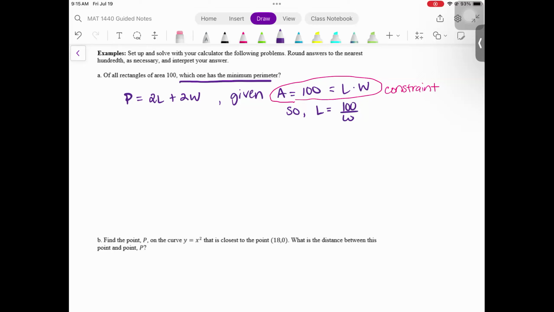And I'm going to plug that back into my perimeter formula. So perimeter is equal to 2 times L. But instead of L, I'm going to write this as 100 over W, plus 2W. I'm going to go ahead and simplify this. This is 200 divided by W plus 2W. And this gives us the equation for our perimeter with this constraint that the area has to be 100 factored in. We're going to graph this on Desmos to see what this looks like. Again, we're trying to minimize perimeter.